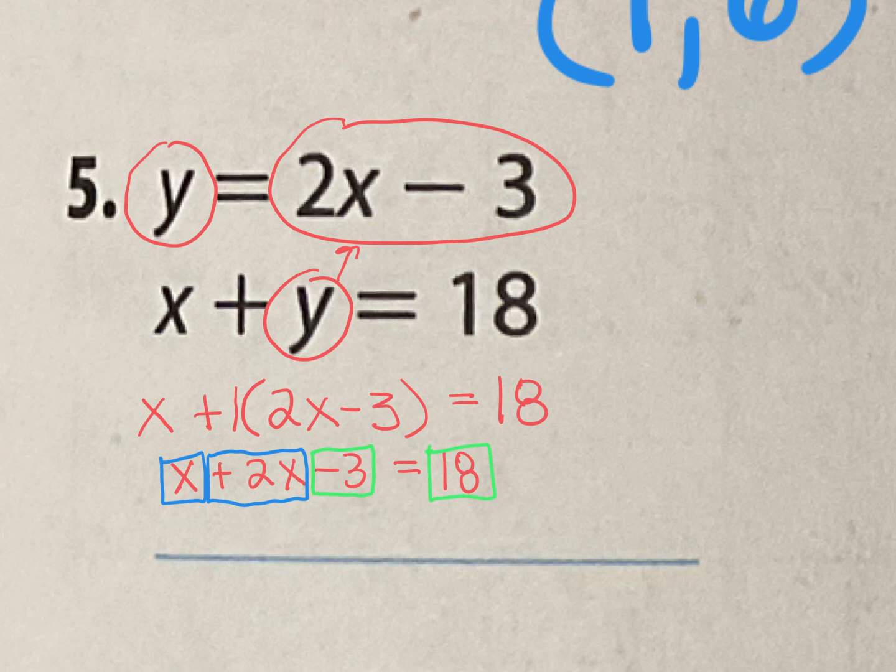So if we want things on the same team, all we got to do is move this guy over, and he becomes plus 3. All right, I'll make my line here. So x plus 2x, they're already on the right side. We don't have to move them. We just have to combine them because they're on the same team. x plus 2x is 3x on this side equals, and we move this guy over, 18 plus 3 is 21.